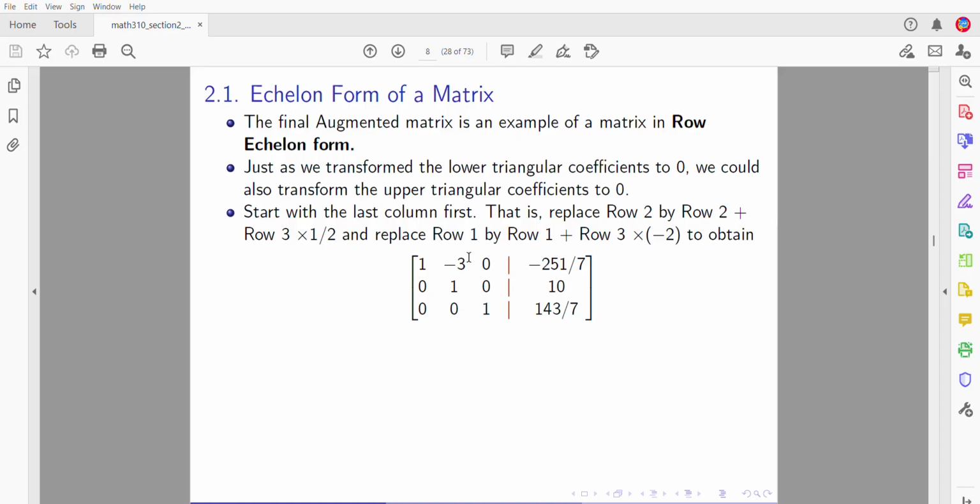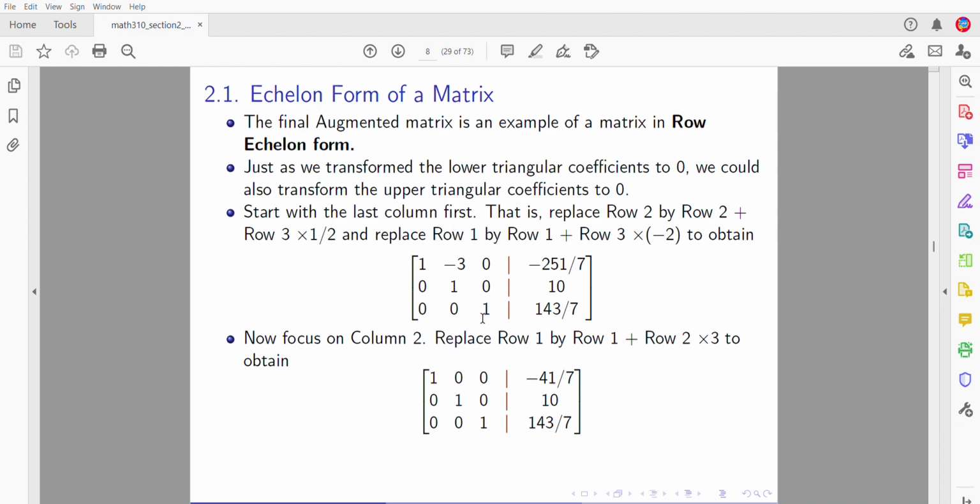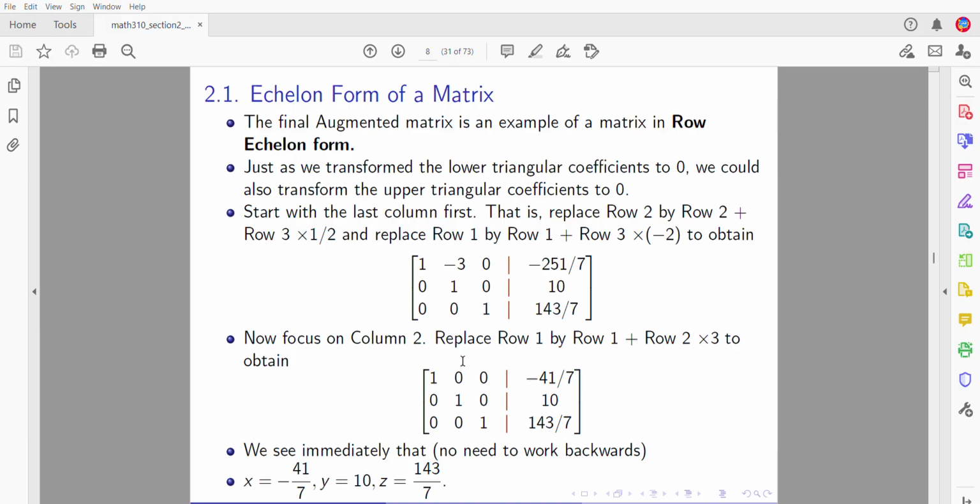I need a 0 here. I need to multiply row 2 by 3, add it to row 1. Row 2 multiplied by 3, add to row 1, I get a 0 here. Whatever I do here, I must do here. And I get this. So notice I get the identity matrix. Now you don't even need backward calculation. X equals this, Y equals this, Z equals this.